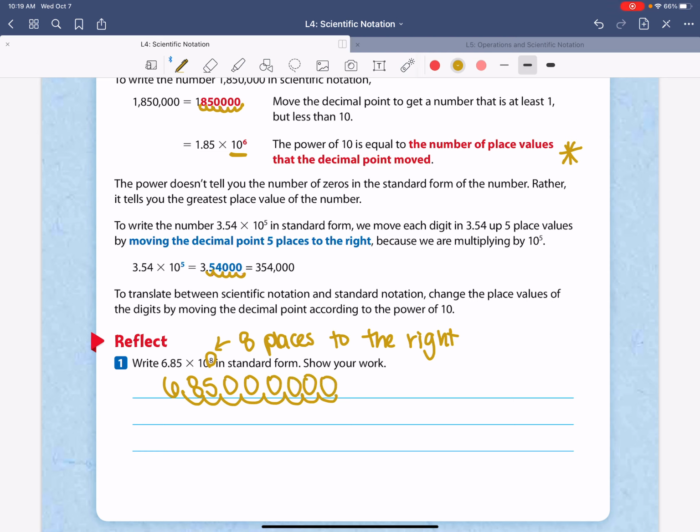So our answer for 6.85 times 10 to the 8th power is equivalent to 685 with 6 zeros. So our equivalent standard form is 685 million. And that's it.